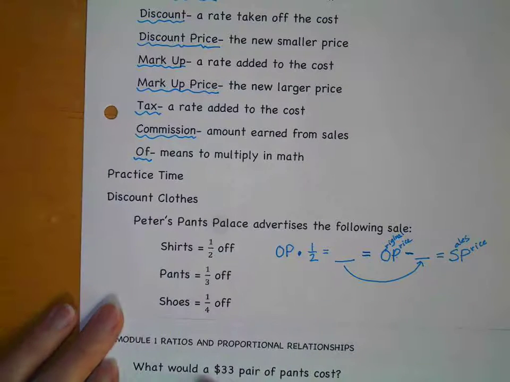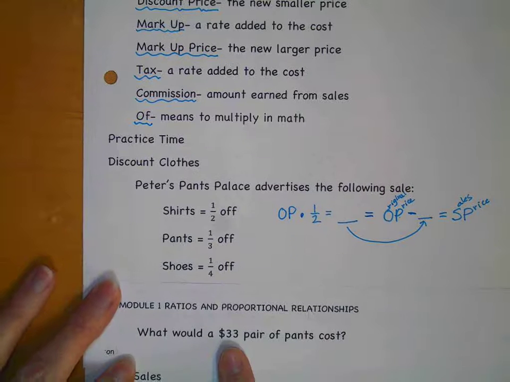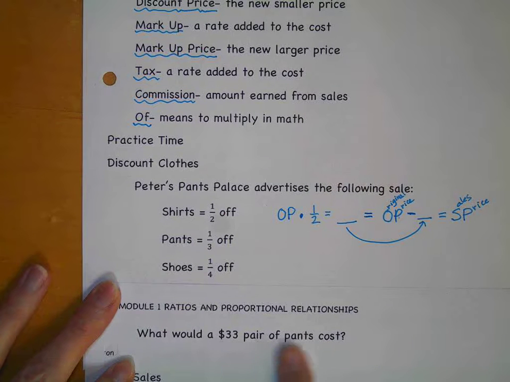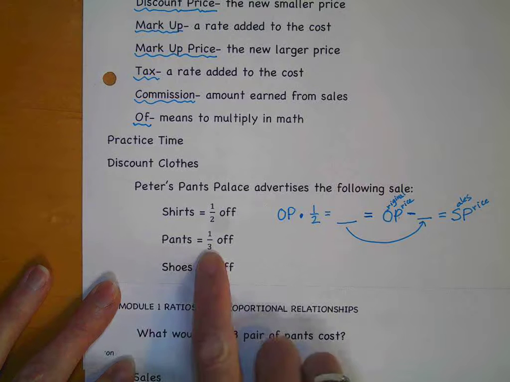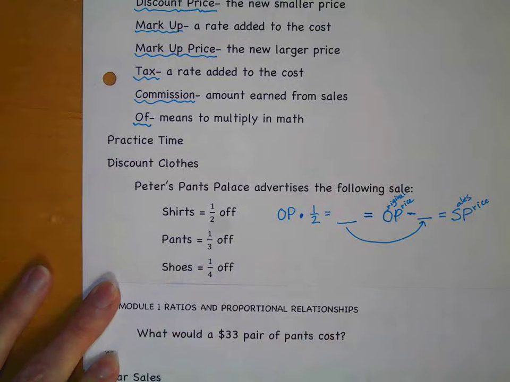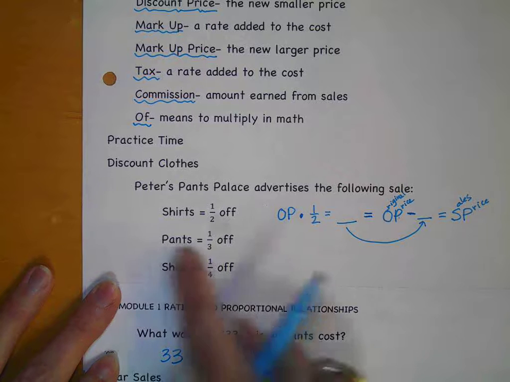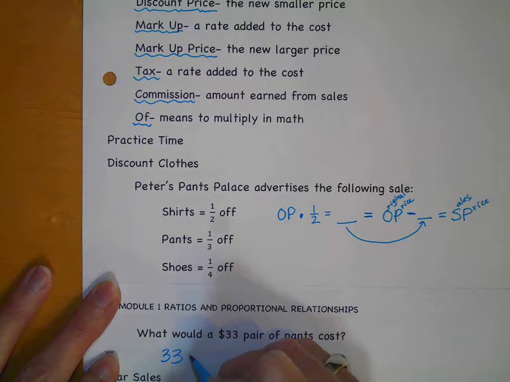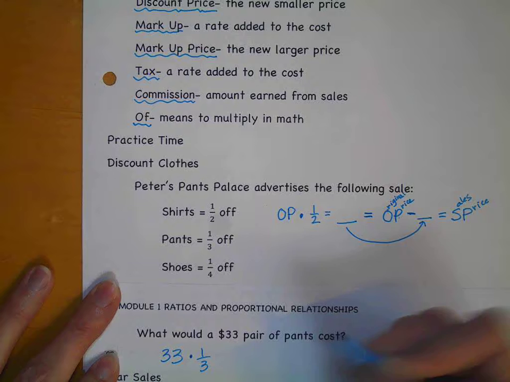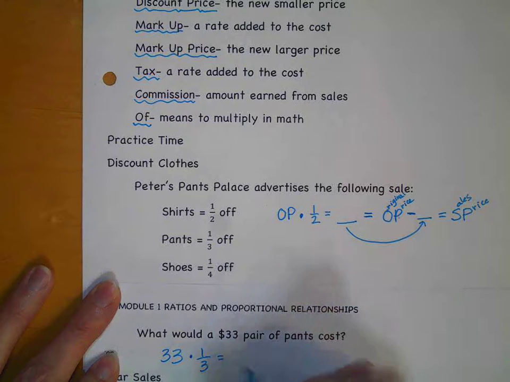I'm going to cover this one up so that you can actually see. What would a $33 pair of pants cost? So go back up here to our chart, and what does it say? 1/3 off. So remember, we set it up just like we have it right here. So the original price is $33, right? The rate off is 1/3, so we're going to multiply it by 1/3, right? And then we're going to get our discount.